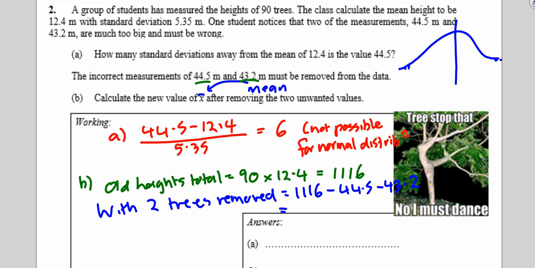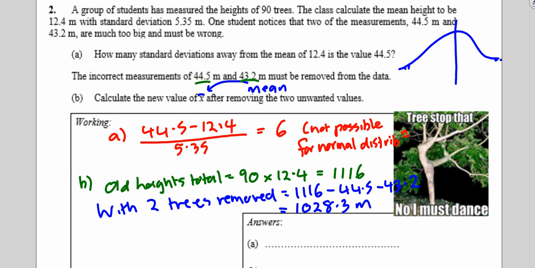Because beforehand all the trees. Okay, I'm so sorry. That's fine. It is confusing. All of the trees added together, the heights would have been 1116. But now we're deleting these values that we've decided are errors. And so what would be our new total? 1028.3. Do you agree? 1028.3 meters. Yeah. So that's the new total.